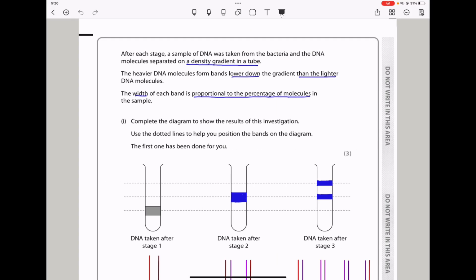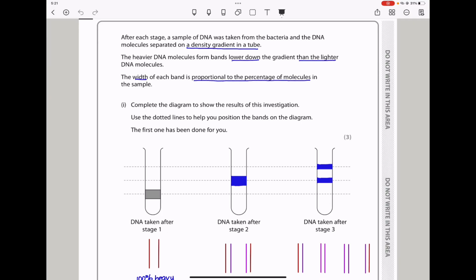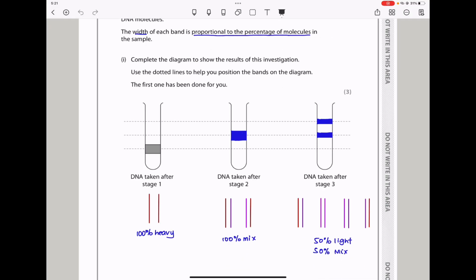So after each stage, a sample of DNA was taken from the bacteria and the DNA molecules separated on a density gradient in a tube. The heavier DNA molecules form bands lower down the gradient than the lighter DNA molecules. The width of each band is proportional to the percentage of molecules in the sample. This is very important. They want you to complete the diagram to show the results of this investigation and use the dotted lines to help you position the bands on the diagram. The first one has been done for you.